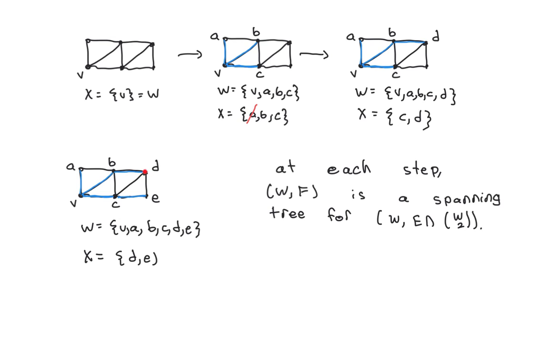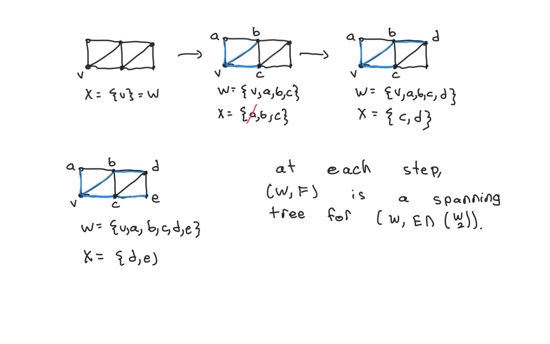Now you can see if I explore from D, I only encounter vertices I've seen before, and if I explore from E, I only encounter vertices I've seen before. And so after 2 more iterations, I terminate with the blue edges, which you see does form a spanning tree.